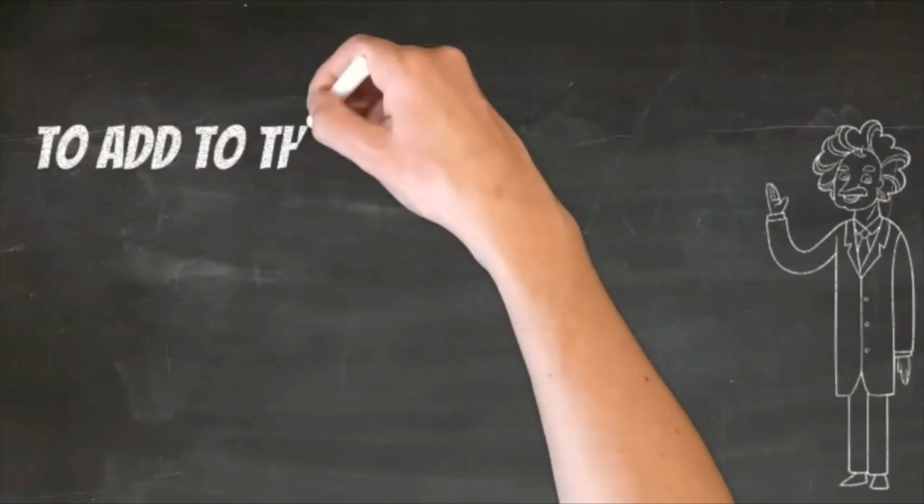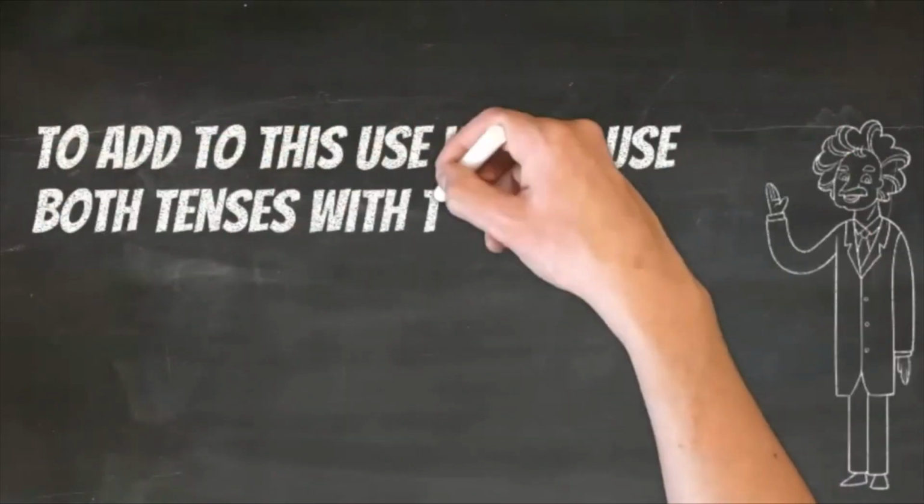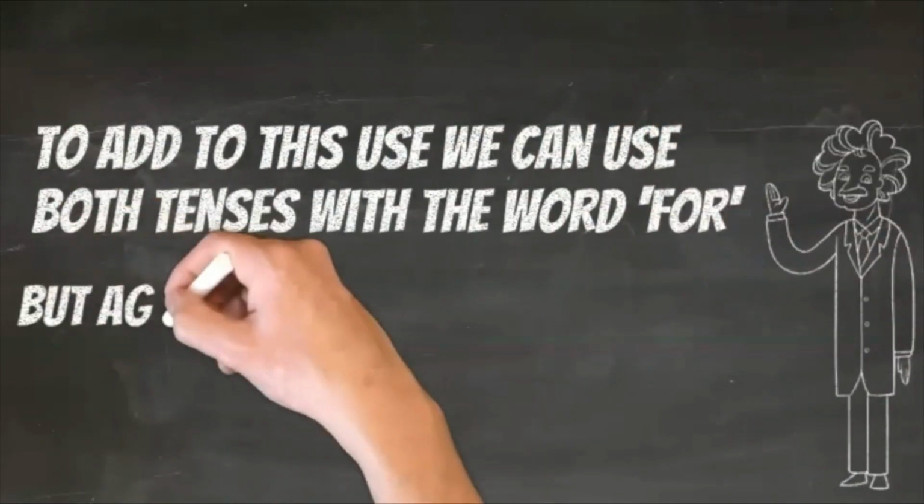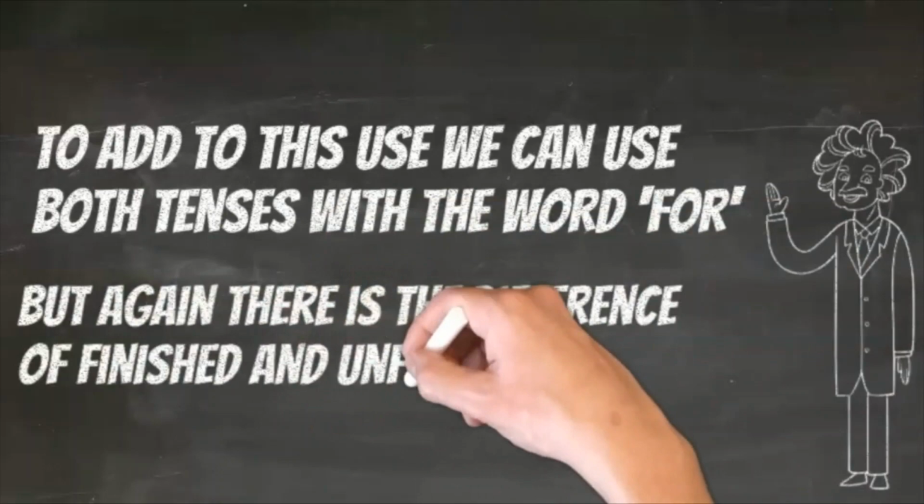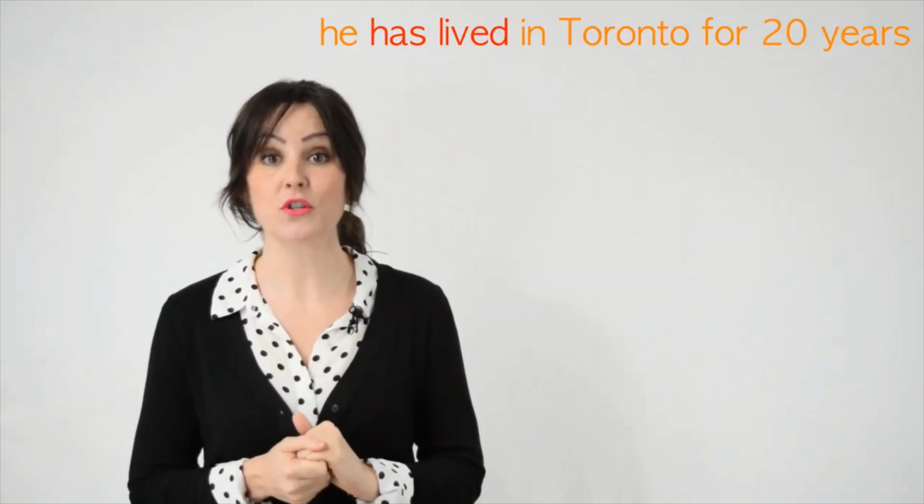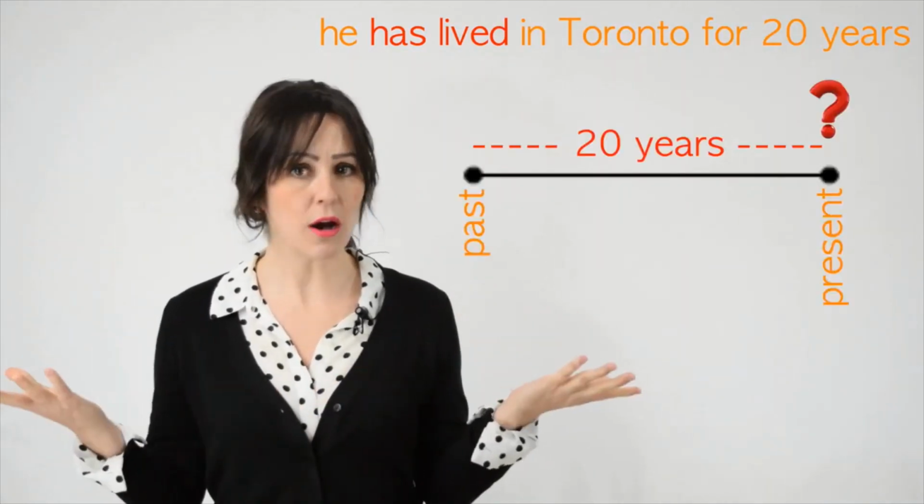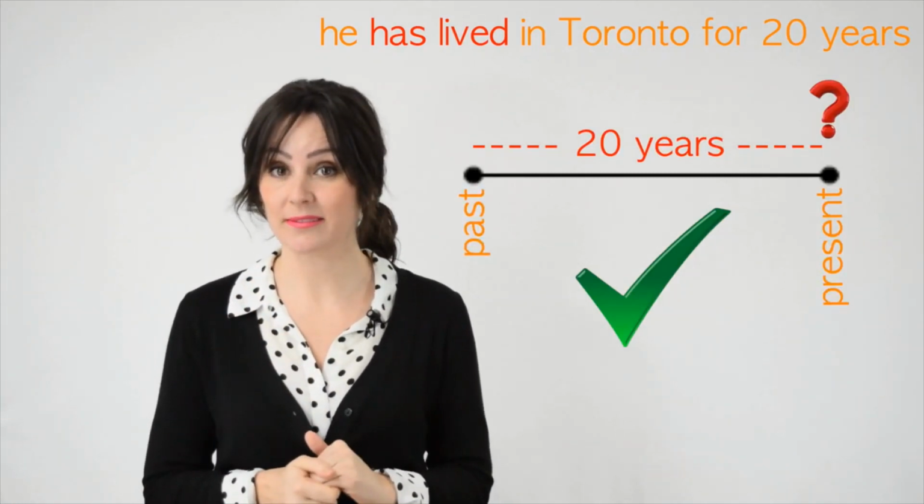To add to this use, we can use both tenses with the word for. But again, there's a difference of finished and unfinished time periods. Take a look. He has lived in Toronto for 20 years. And now? Yes, he's still living in Toronto.